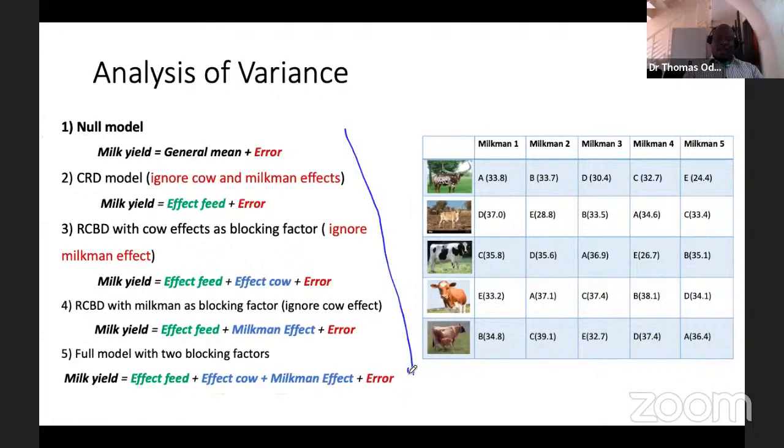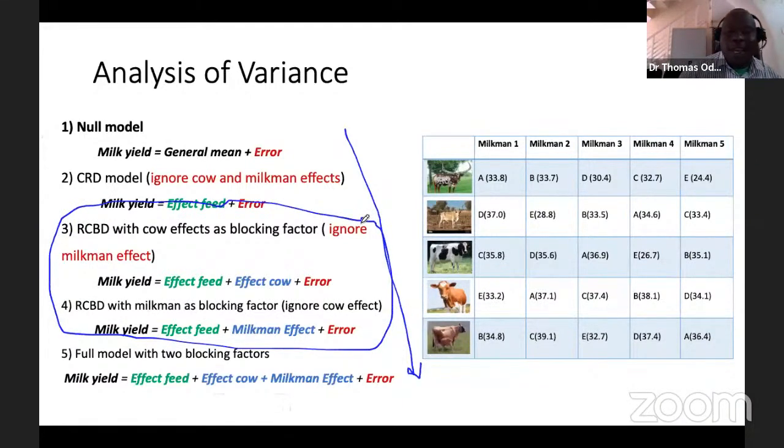But it's not a guarantee that if you put in a blocking factor, you're going to benefit. So you may actually block and still find out that you have a bigger error than without blocking. So we are going to look at the different scenarios, and then we can see.